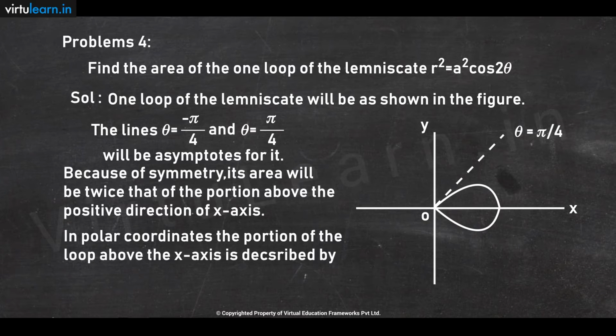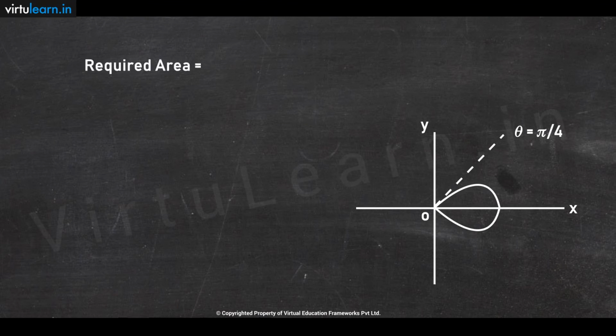When we consider the upper half of the lemniscate, it can be described by 0 less than or equal to r less than or equal to a root cos 2 theta, 0 less than or equal to theta less than or equal to pi by 4. As we have noticed that the total area, or the area of one loop of the lemniscate, is twice that of the portion lying above the x-axis, we write required area as 2 times integral theta is equal to 0 to pi by 4, integral r is equal to 0 to a root cos 2 theta r dr d theta.